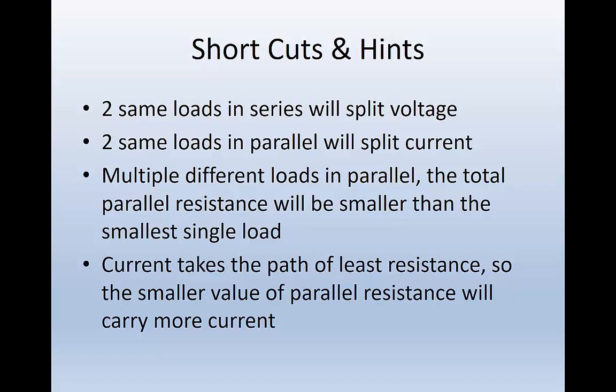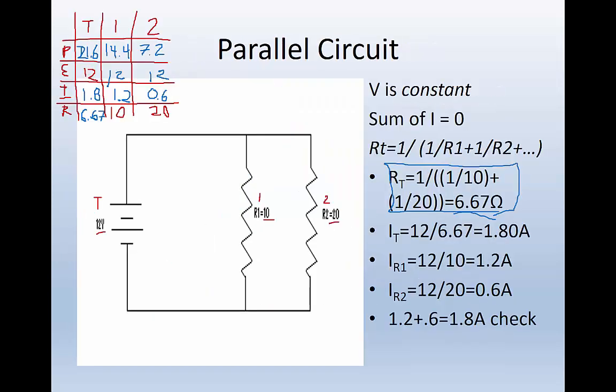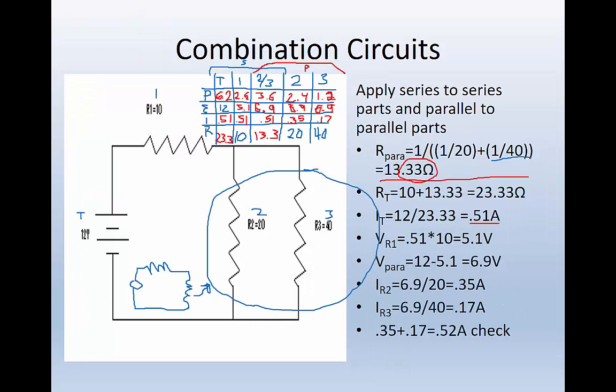When you have multiple different loads in parallel, the total parallel resistance will be smaller than the smallest. Let's go back for just a second. So here you can see that. Here's 10 and 20 in parallel, and our total resistance in parallel was 6.67. It's smaller than the smallest of the loads. Okay?